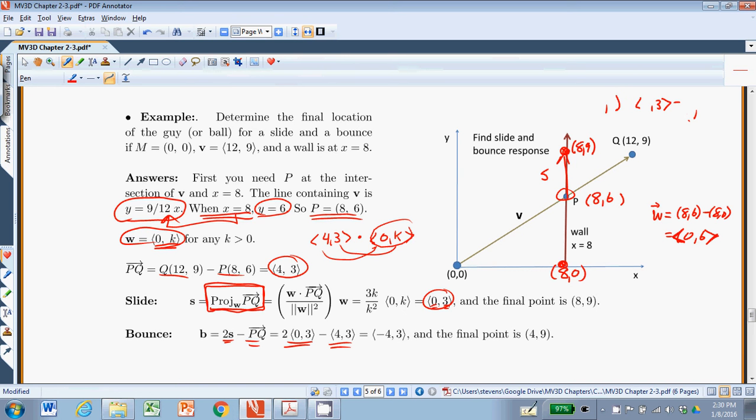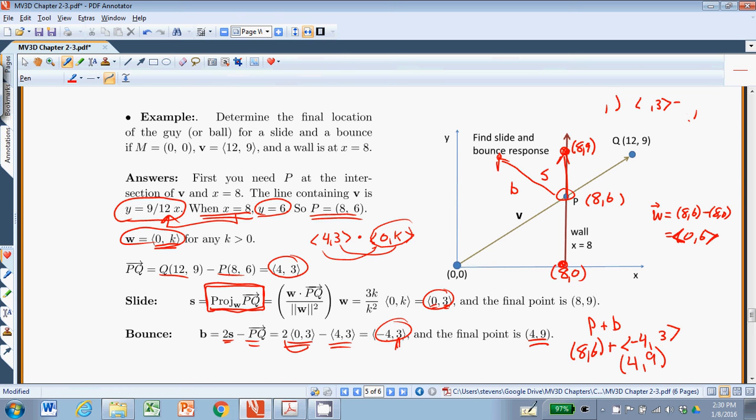And so that's going to be negative 4. Let's see, 6 minus 3 is 3. So negative 4, 3. That's the bounce vector, which I call B. But to get the actual terminal point, that comes from taking P plus B, which is 8, 6, plus my bounce vector, negative 4, 3, which is just going to give me 4, 9, as I had predicted earlier.